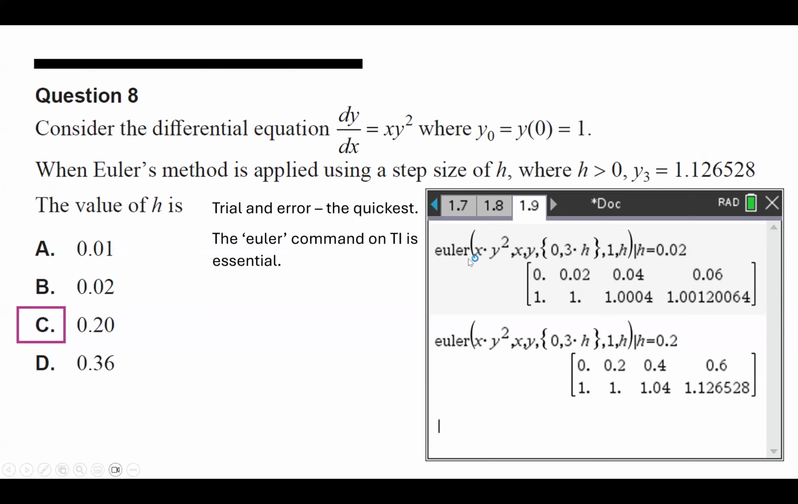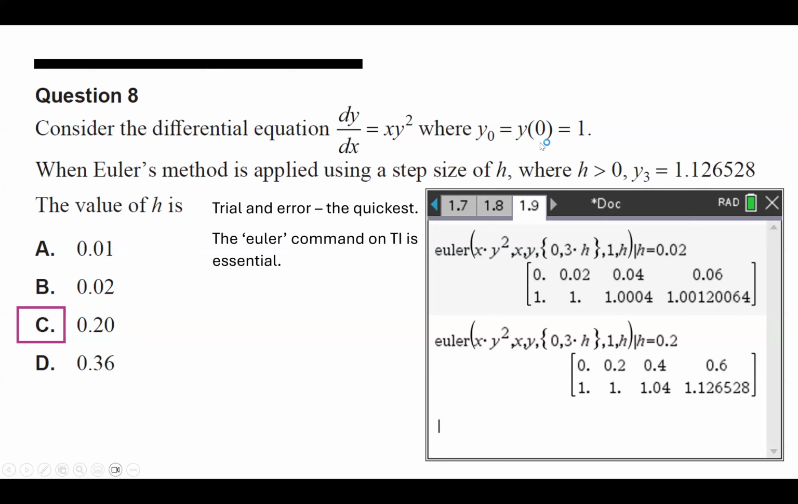So the way Euler's method works on the TI is Euler, the command, you give the function on the right side, dy/dx equals this bit. Make sure you put the multiplication here, comma, independent variable x, comma, dependent variable y, comma. Then you use a curly bracket to write down the starting value of x and the end value, the target value of x. So after 3 iterations means, okay, from x0 to x1, that's one h.